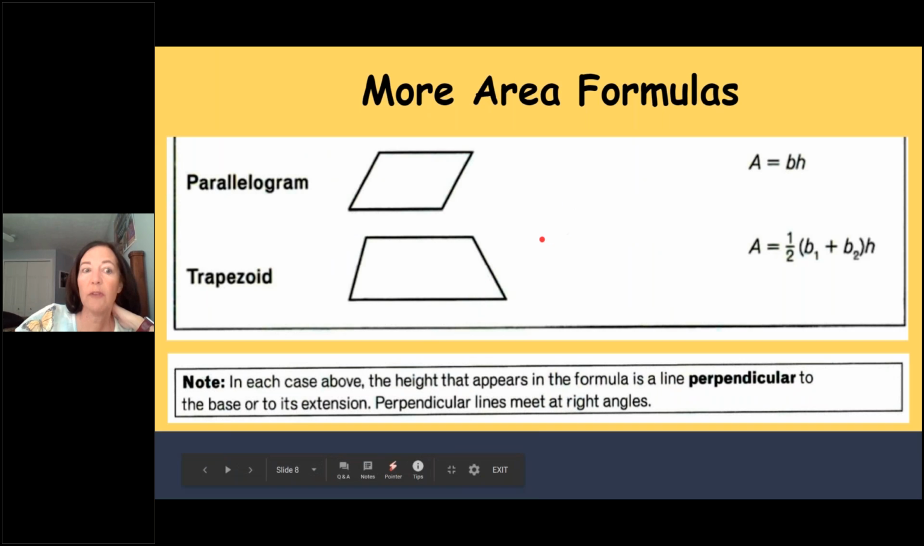Here are some more of the formulas. We've got the parallelogram formula. We've got the trapezoid formula. And again, both of those have the height in the formula. And so they remind us that the height must be a line perpendicular to the base or its extension.